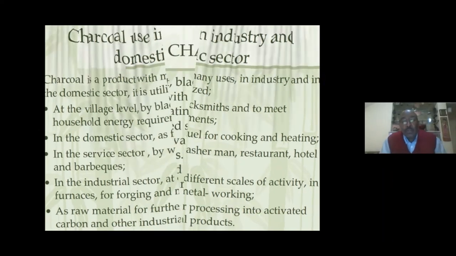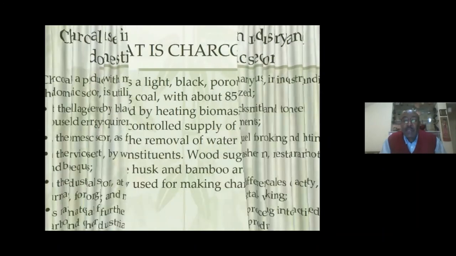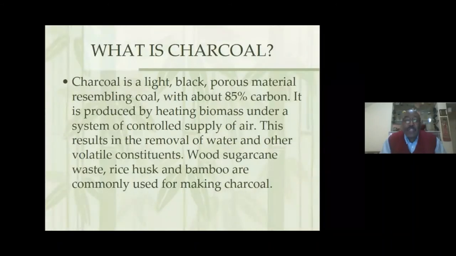What is charcoal? Charcoal is a light, black, porous material resembling coal, with about 85% carbon. It is produced by heating biomass under a controlled supply of air. This results in the removal of water and other volatile constituents. Wood, sugarcane waste, rice husk, and bamboo are commonly used for making charcoal.